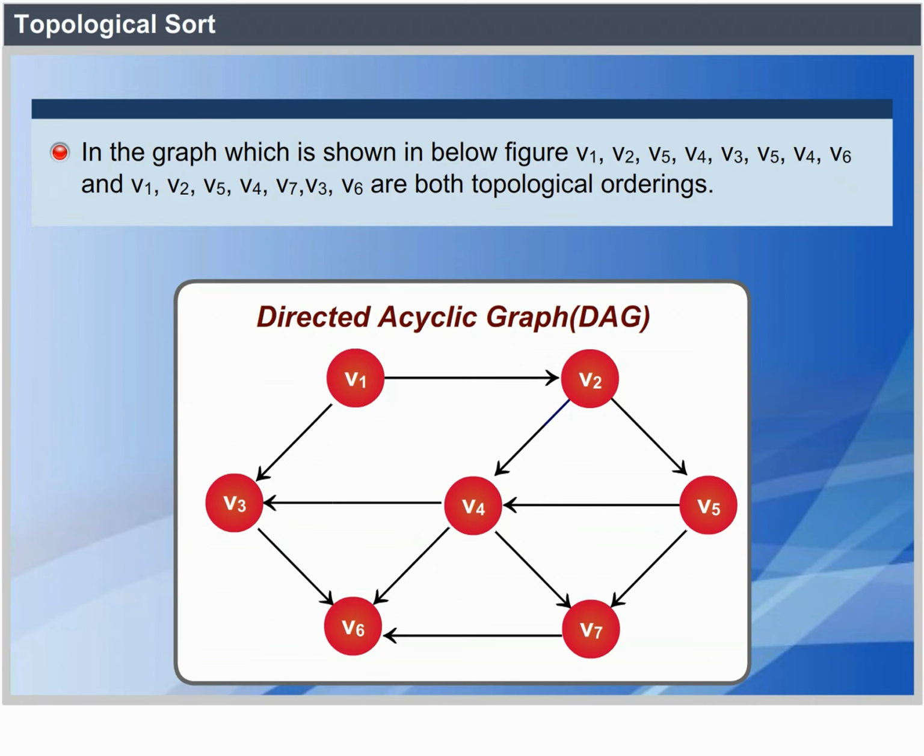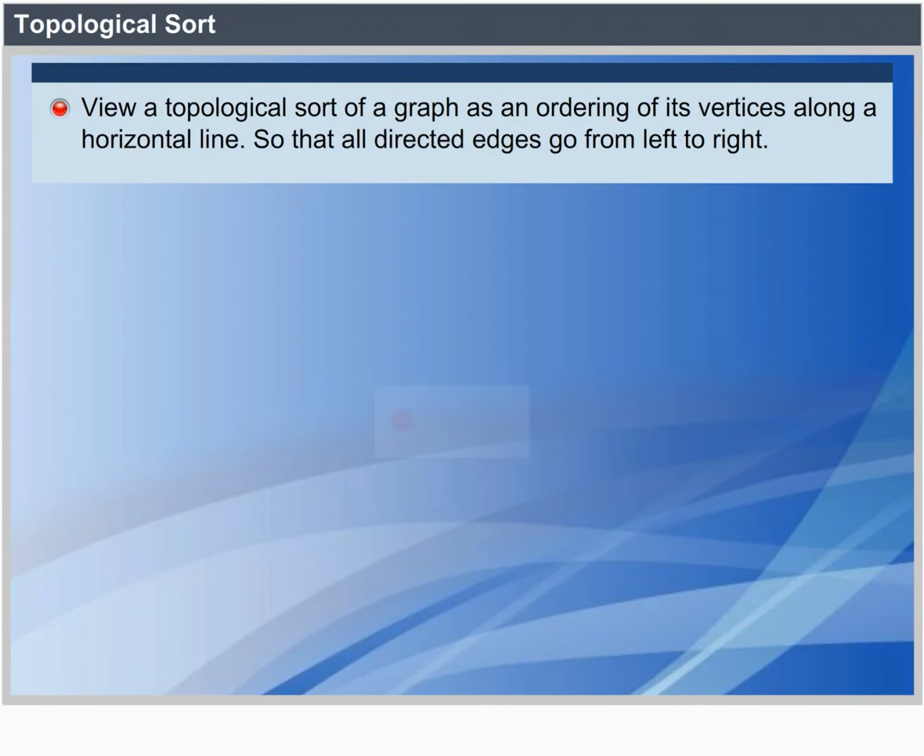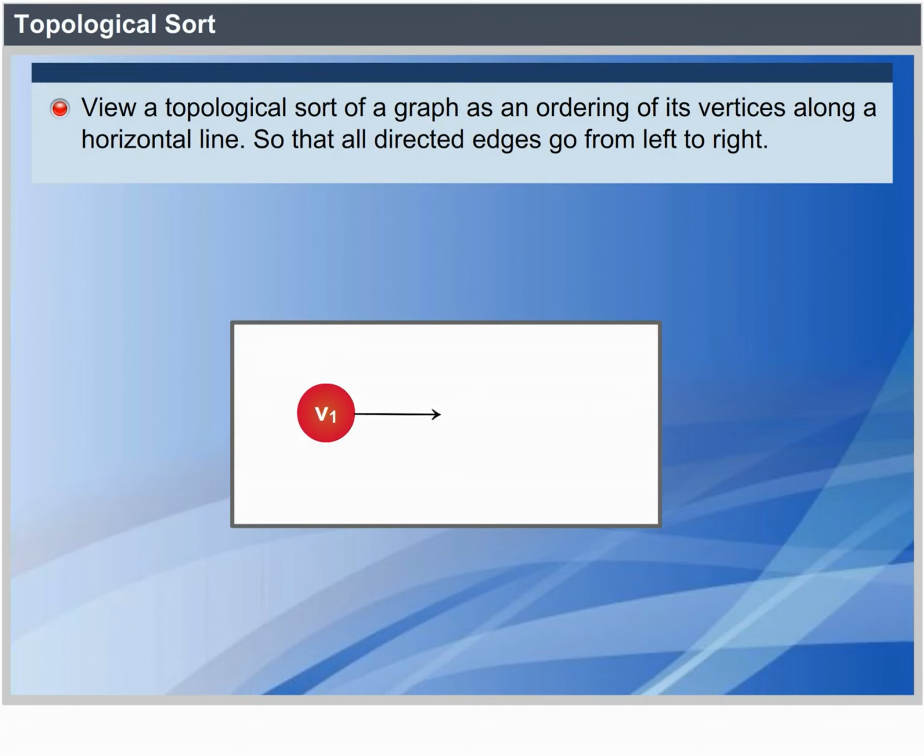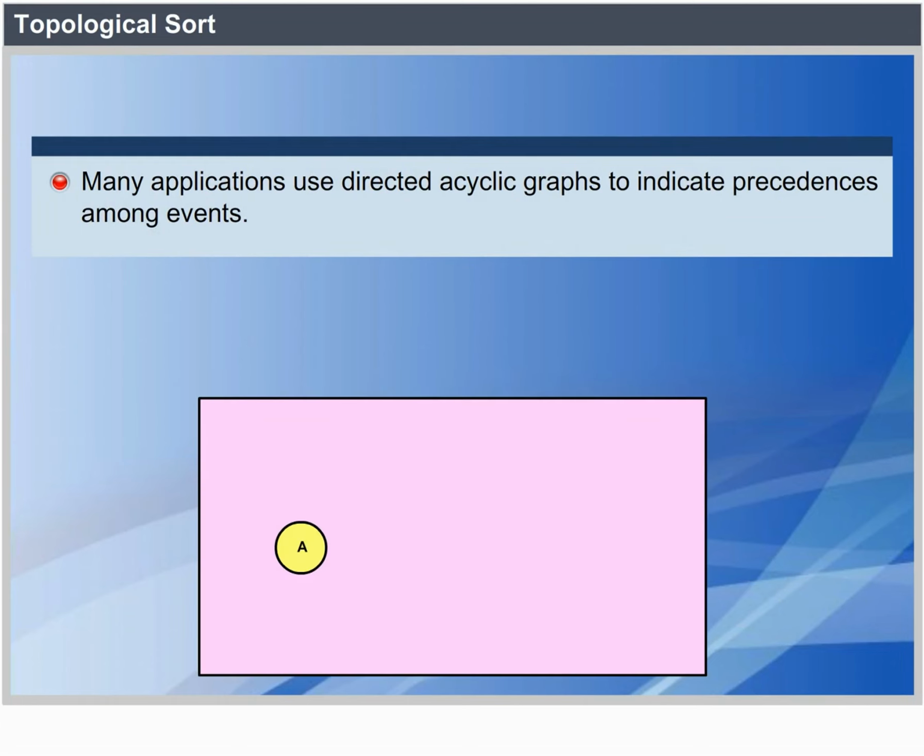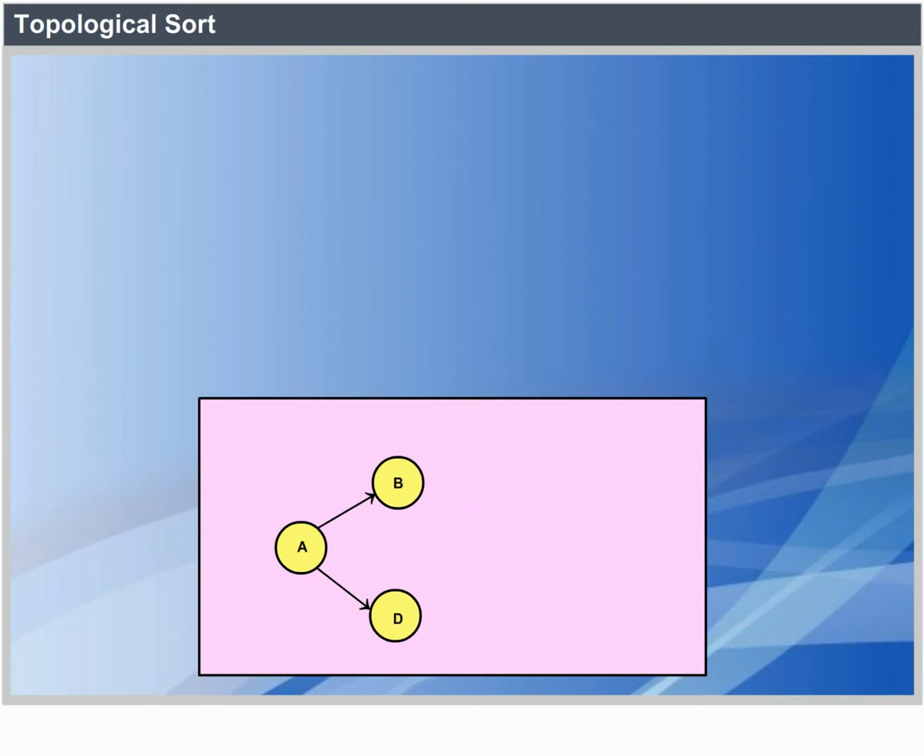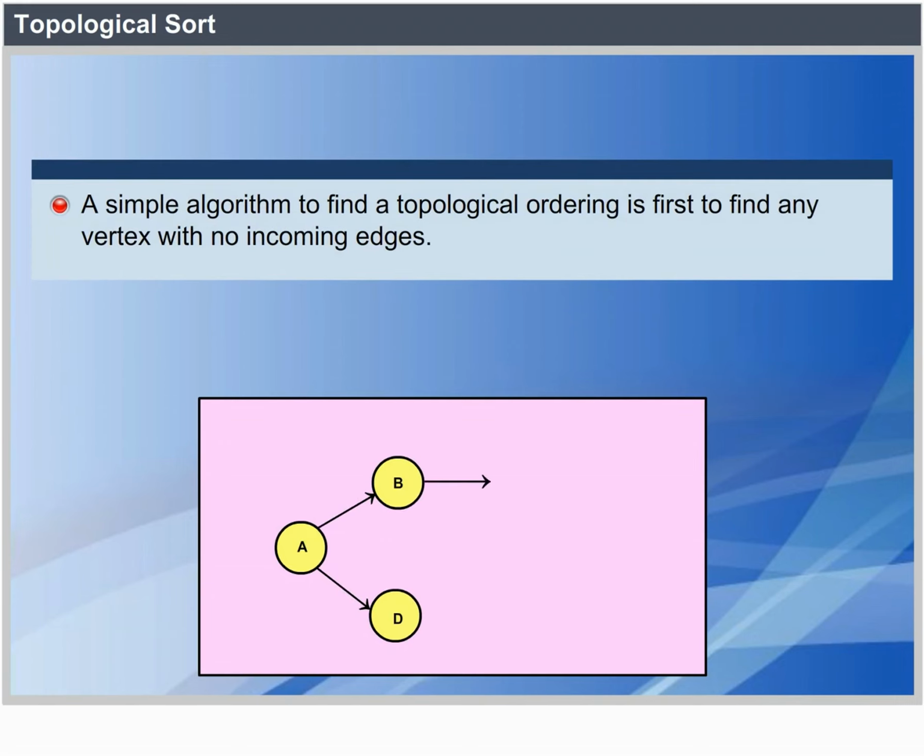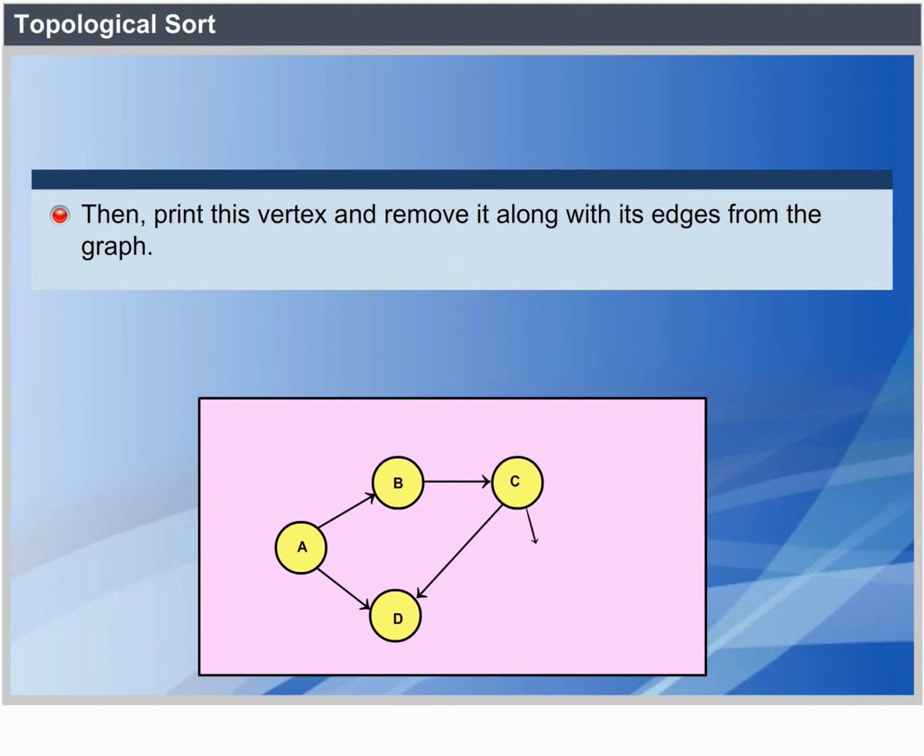View a topological sort of a graph as an ordering of its vertices along a horizontal line so that all directed edges go from left to right. Many applications use directed acyclic graphs to indicate precedences among events. A simple algorithm to find a topological ordering is first to find any vertex with no incoming edges. Then print this vertex and remove it along with its edges from the graph. Then apply this same strategy to the rest of the graph.